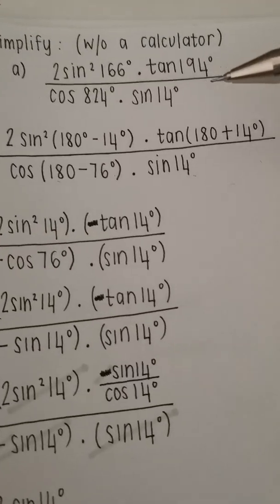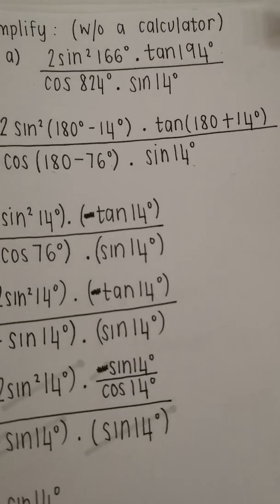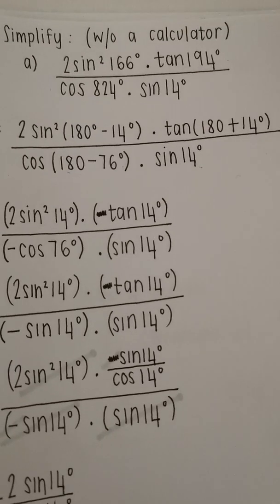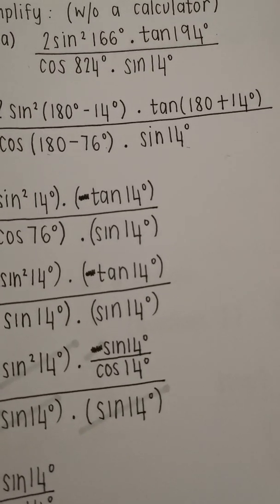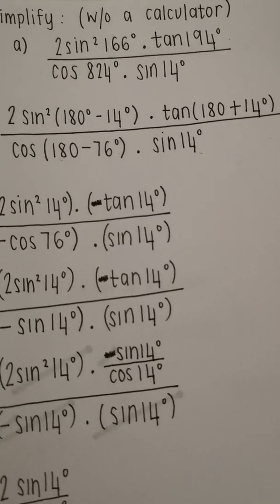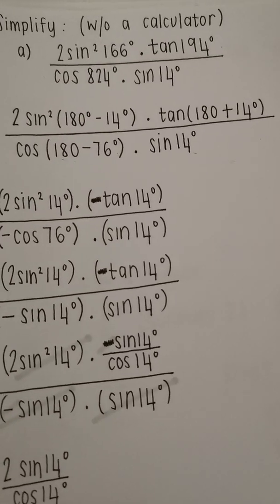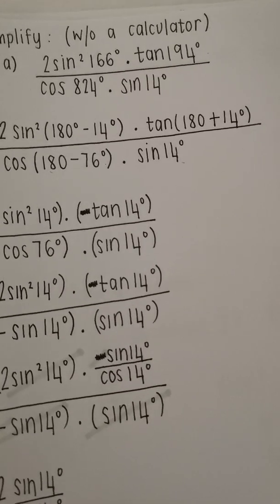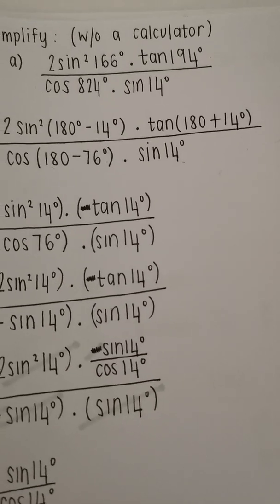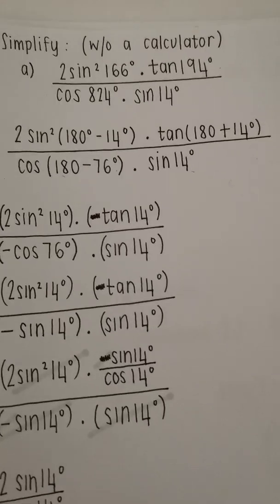And then sine 14, left it as it is. Now with our reduction formula, please don't forget you need to consider what the sign of each of these ratios is going to be in those quadrants. For example, in the second quadrant, only sine is positive. In the third quadrant, only tan is positive. In the fourth quadrant, only cos is positive. And in the first quadrant, all of them are positive. So you have to consider that.